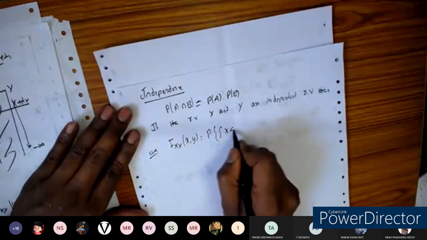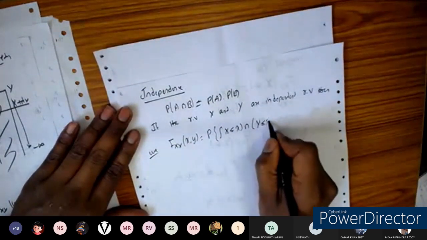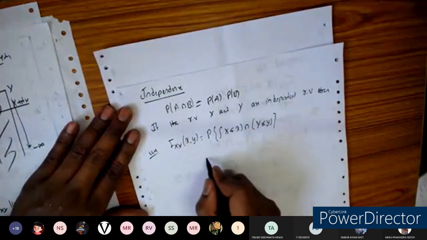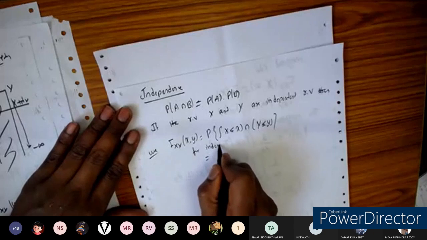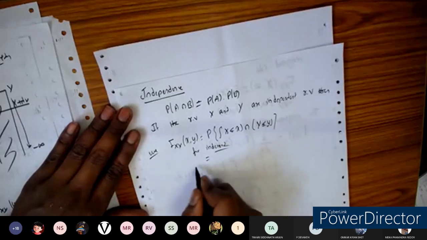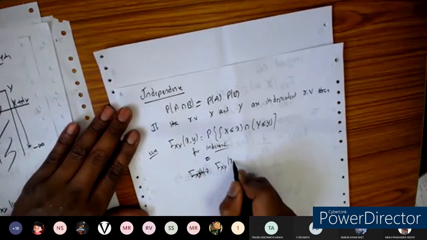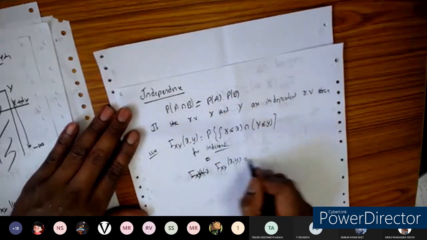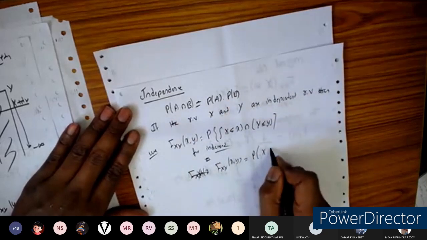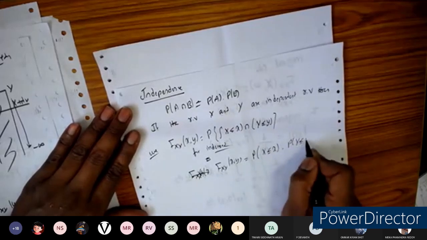So that is the probability that X takes a value less than or equal to x, intersection with Y taking a value less than or equal to y. This can be written for independent variables as F_XY(x, y). By applying this concept, wherever the intersection is there, we can write it as a product: the probability of X less than or equal to x, times the probability of Y less than or equal to y.